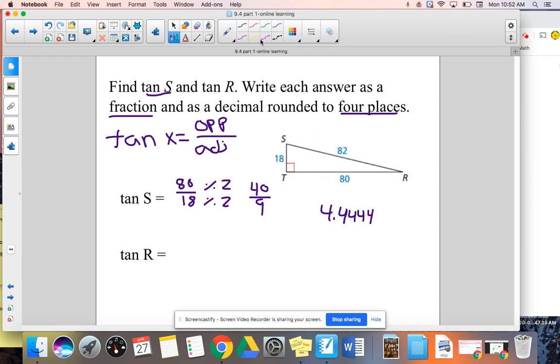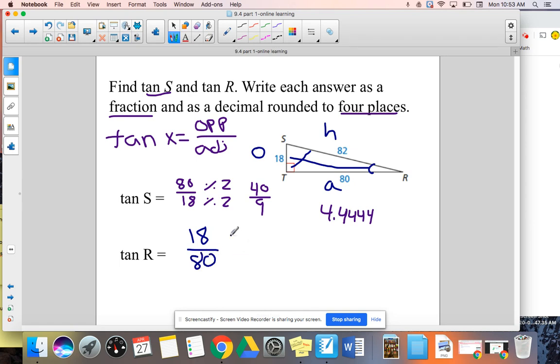So if I relabel my picture, use a different color. So R is here. Across from that is my opposite side. That's my O. Across from the 90 is my H for hypotenuse. And this one would be my adjacent side. So if I have opposite over adjacent, that's going to be 18 over 80.